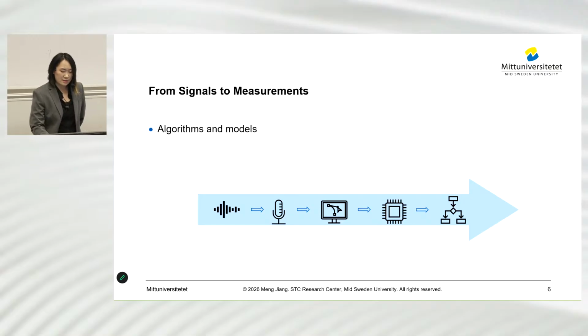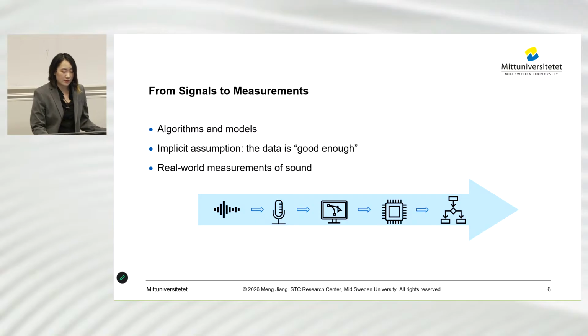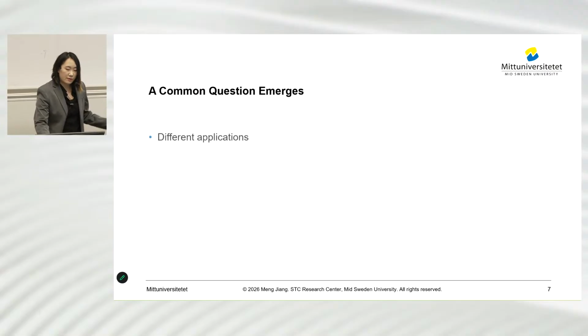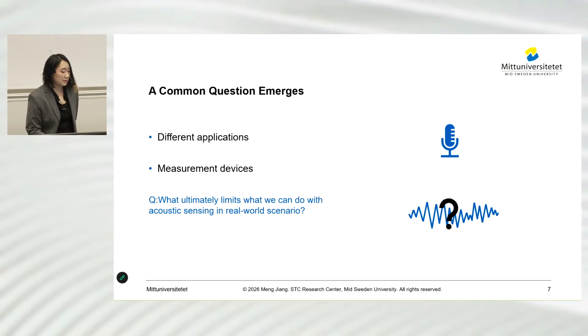However, in signal processing, people often focus on algorithms and models much more. And in practice, microphones perform physical measurements of sound, so errors will occur along this chain. So a common question emerges. These applications look very different on the surface, but they all rely on the same thing, that is measurement devices with microphones. So this raises a key question: what ultimately limits what we can do with acoustic sensing in real-world scenarios?